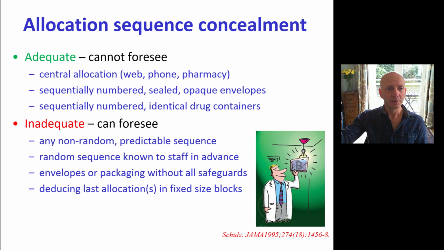Similarly, a random sequence, even if it's perfectly random, if it's posted on the staff room wall so that everyone can see what's coming next, that's open to manipulation in terms of who gets what. And as I say, these envelopes or packaging without all the safeguards are potentially manipulated. And there are some special situations, such as when we're using fixed block sizes of 6 with 3 of each intervention in a random order. And as soon as we've looked at the first 5, then we know what the 6th is, if we know that there are 3 and 3 in each block.